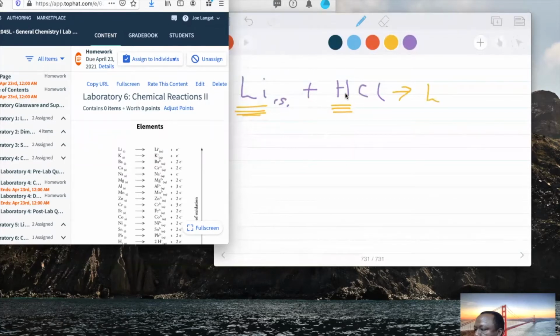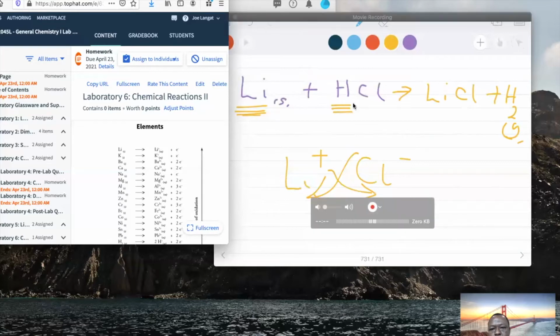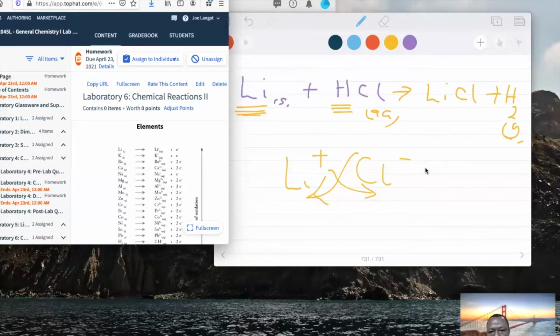This will form lithium chloride, all right? Remember, lithium is in group 1, chlorine is in group 7, using the crossover rule to end up with the correct chemical formula, plus hydrogen gas. By the way, when acid reacts with a metal and hydrogen is replaced, hydrogen gas is produced. And then you need to balance the equation.